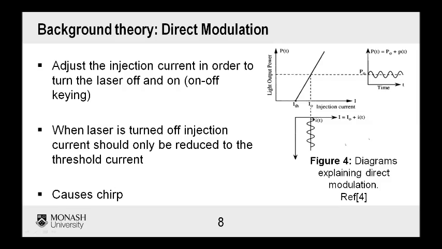The other thing is that when you directly modulate a laser, one of the disadvantages is that it causes chirp at high frequencies. Chirp is basically when you turn a laser off and on directly, you introduce new frequency components, which is really bad for chromatic dispersion.